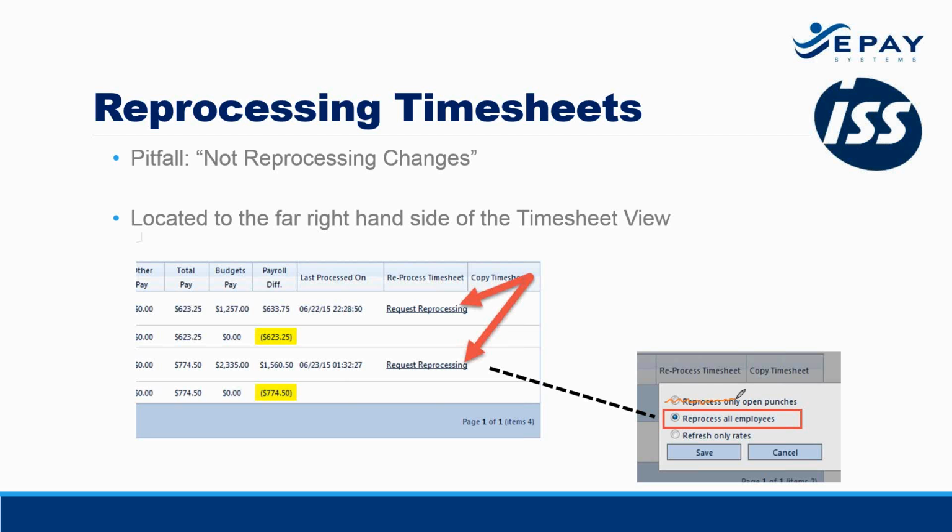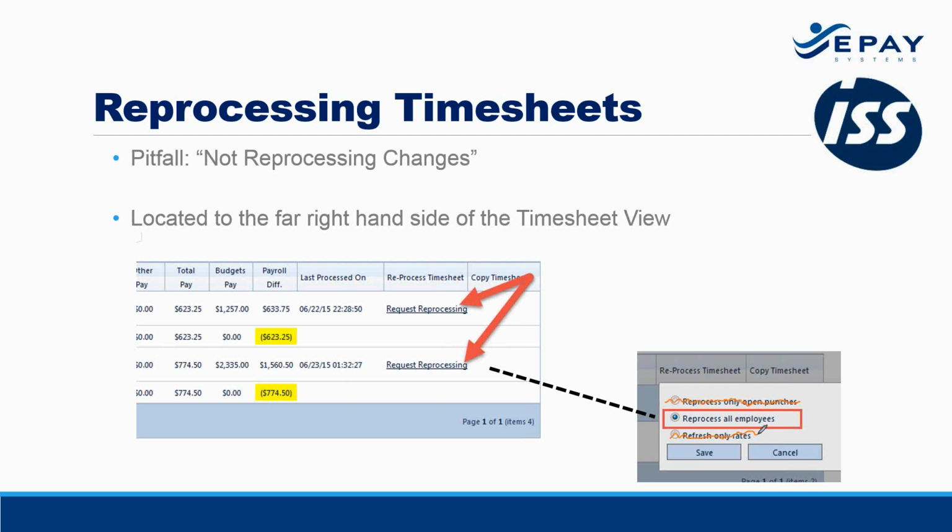I typically scratch that one out, because if I only reprocess open punches, it's only going to affect those punches that are out there currently. It's not going to affect anything else. It's not a bad thing, but typically I say avoid that one. The last one says refresh only rates. That means it's only going to update your pay rates, and it won't look at any other pay rules, lunch rules, union rules, shift differential rules, etc.